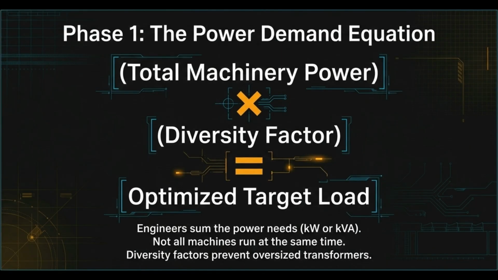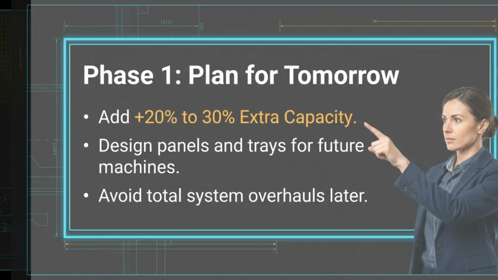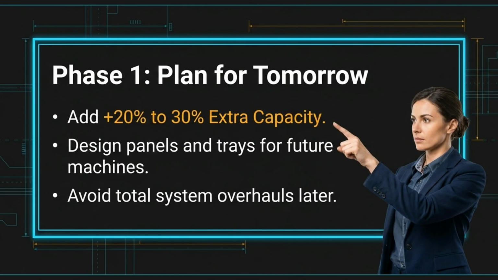Phase 1, load calculation, uses the power-demand equation. Total machinery power multiplied by a diversity factor equals the optimized target load. Diversity factors are key to preventing oversized transformers. When planning, always plan for tomorrow. Add 20% to 30% extra capacity and design panels and trays for future machines to avoid total system overhauls later.